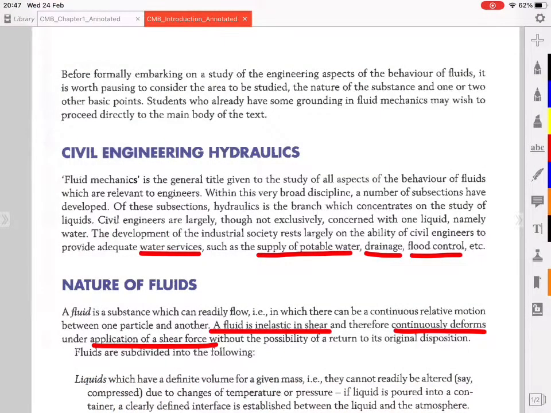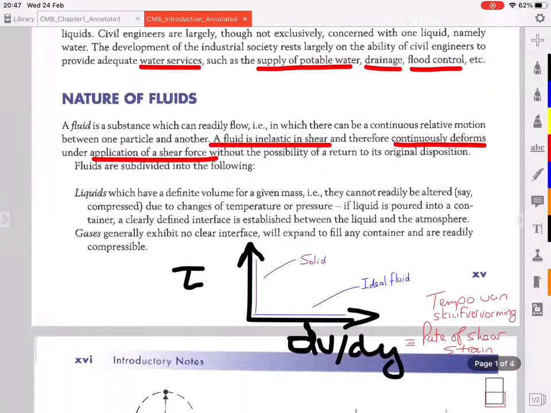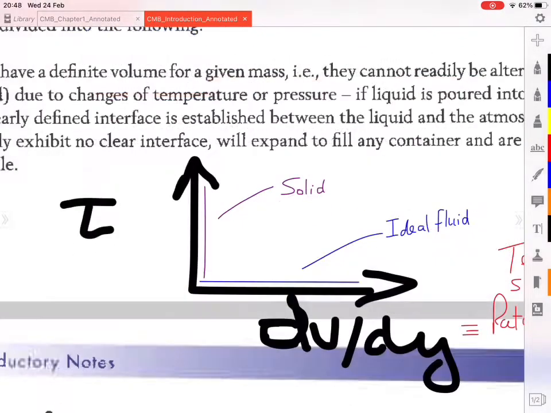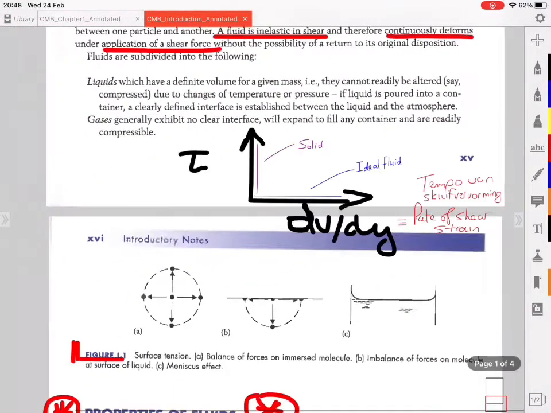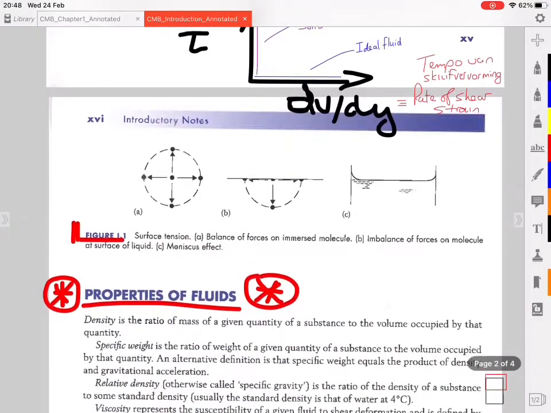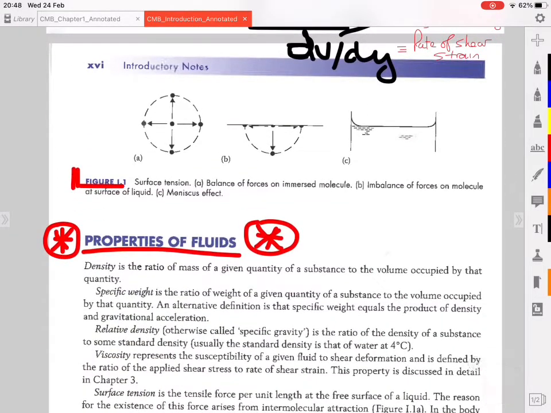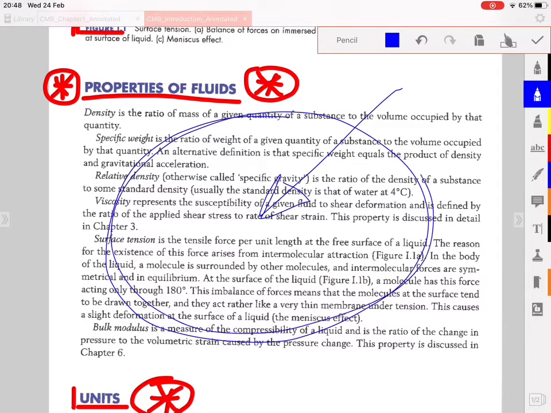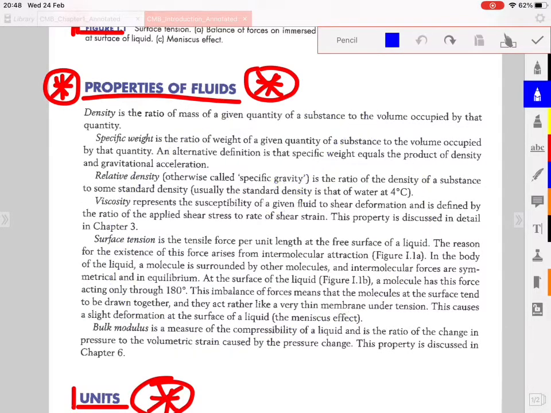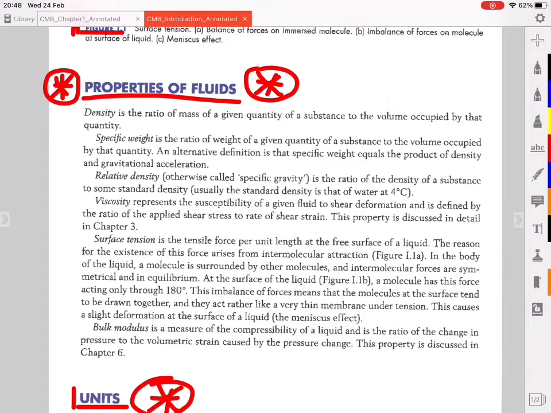Right, a fluid is inelastic in shear. It continuously deforms under application of a shear force. The rate of shear strain, of course, in Afrikaans is tempo van skuifvorm. So figure 1.1 shows you a nice image about surface tension, but when we get to properties of fluids, this is really the important stuff that you need to learn. You must know all those definitions off by heart.